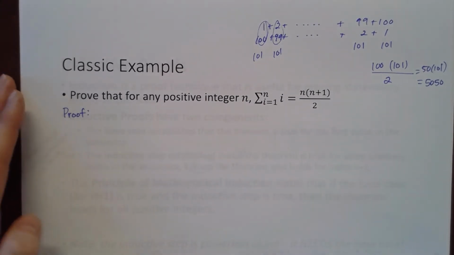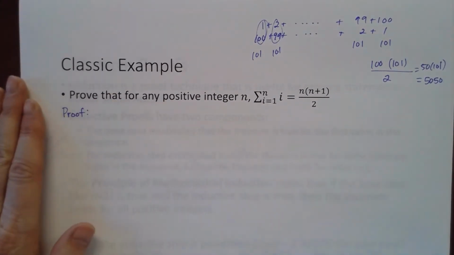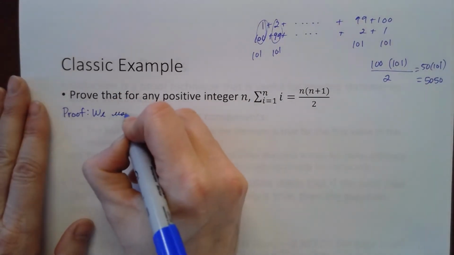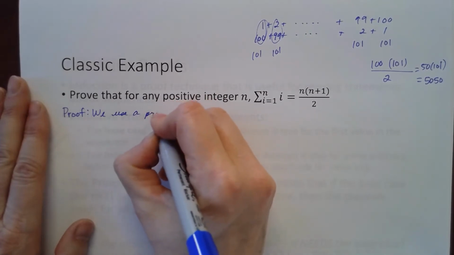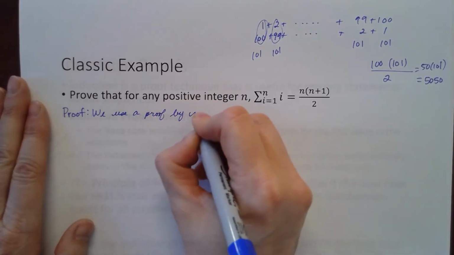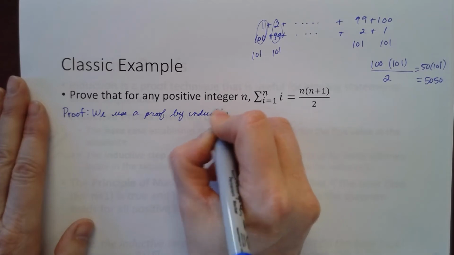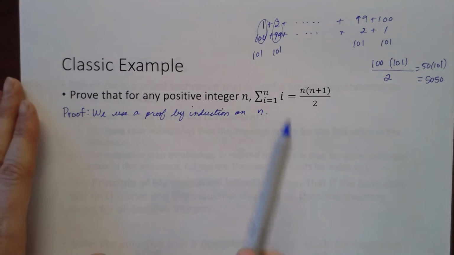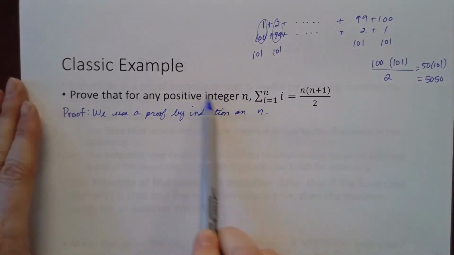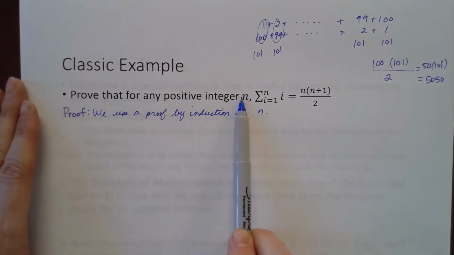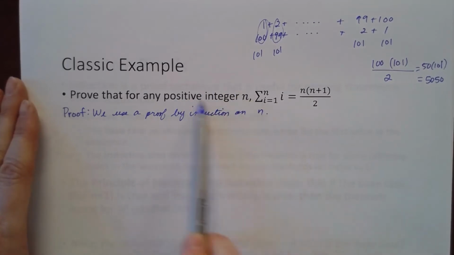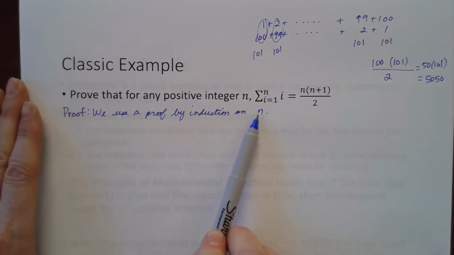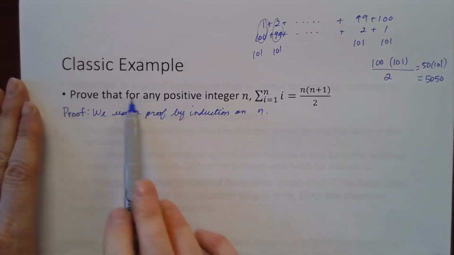If we're not using a direct proof, we alert the reader. So we use a proof by induction on n. n is the stopping place. We're saying that this is true for any positive integer n. So whatever n you're thinking about, that's what you want to do your induction on.